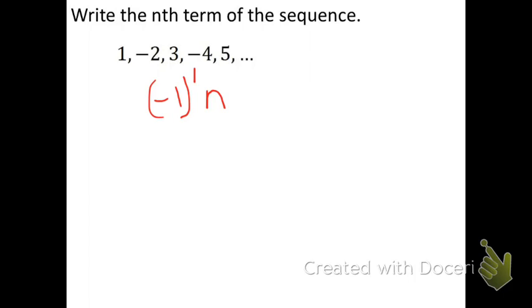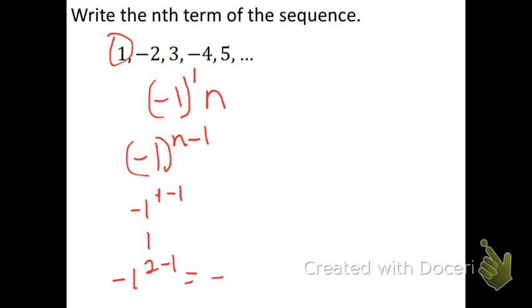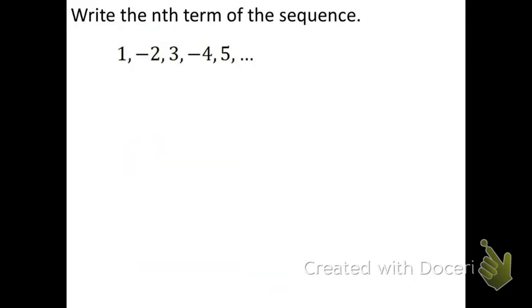If I do negative 1 to the first power, we have a negative. And we need our first term to be positive. So what do we do? Well, here's what you can do. Take the negative 1 to the n minus 1 power. So now if we plug in 1, we get negative 1 to the 1 minus 1, which is negative 1 to the 0, which is positive 1. If we plugged in 2, we'd get negative 1 to the 2 minus 1, which is negative 1 to the first power, which is negative 1. And we do want our second term to be negative. So let's try that. So let's do negative 1 to the n minus 1. And then that's going to help us alternate between positive and negative.